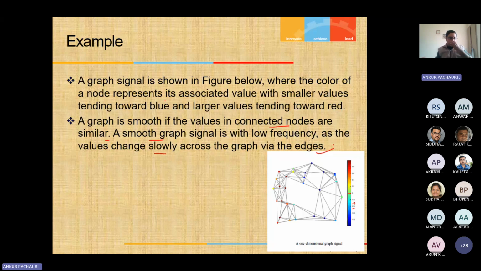Whatever you are looking for, or whatever you have bought, whatever attributes that particular product has. Either you have put it in a cart, or you're just still surfing it on any of those e-commerce sites, and similar products are being recommended to you. In that case, that will be a smooth graph signal.